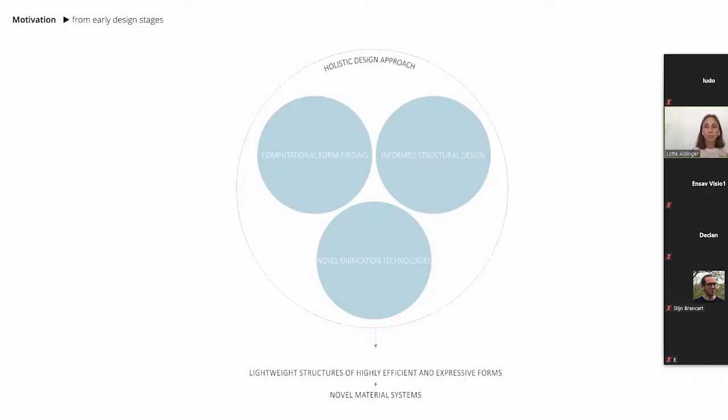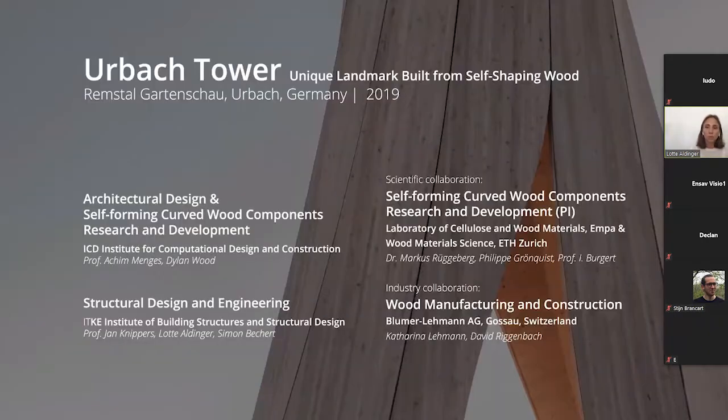And I believe that this is possible if we approach it holistically, if we combine the computational design, the informed structural design, and the fabrication design, from early design stages on. And also the fabrication technology can be either digital, but it can also be like a return to craftsmanship, as we will see later. So the first project I want to show you is Urbach Tower in the Remstal Gartenschau.